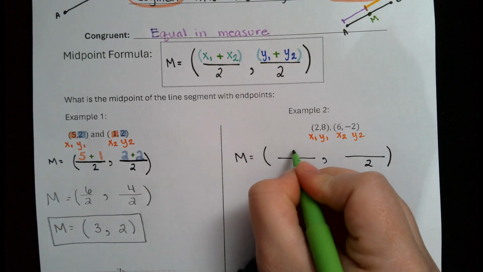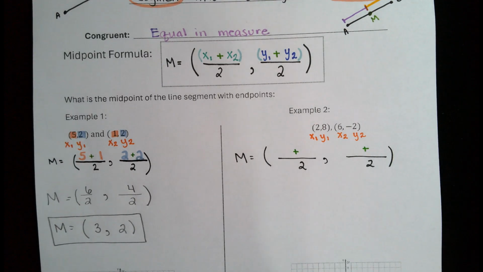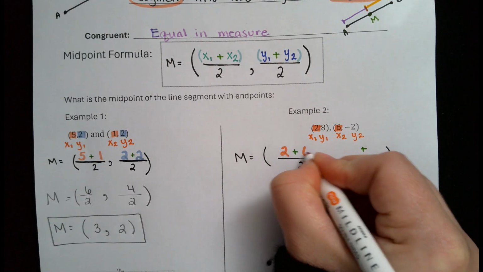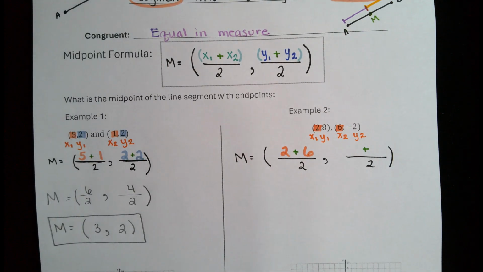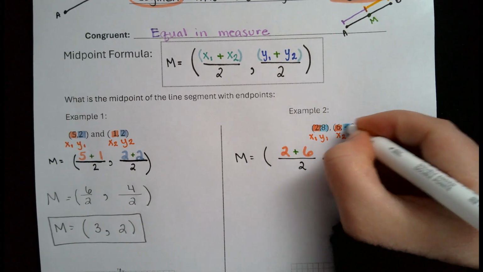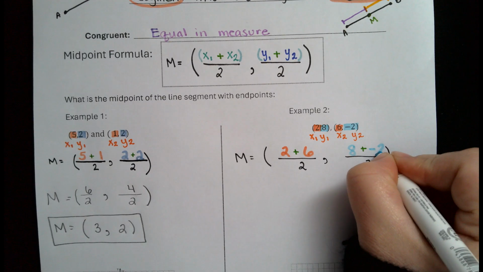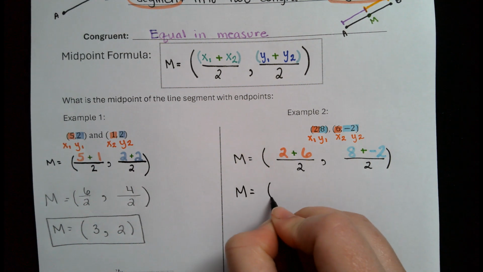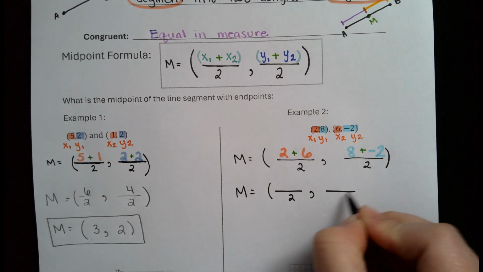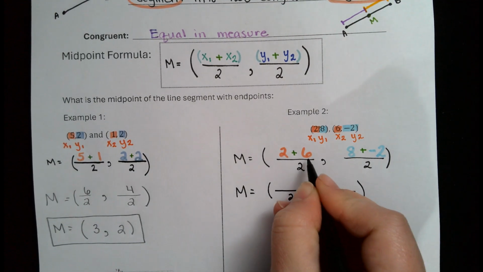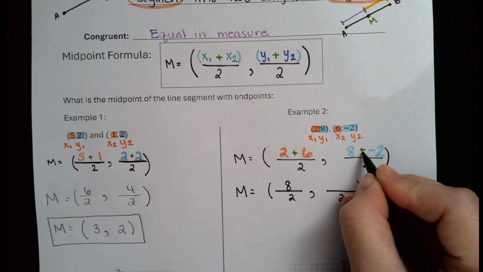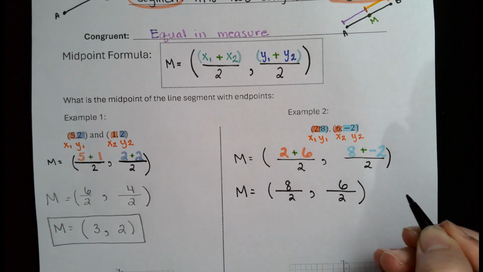For the midpoint, we are going to be adding our x's, adding our y's. For my x's, I have 2 and 6. For my y's, I have 8 and negative 2. Midpoint is, again, open, divided by 2, comma, divided by 2, close it. Here we're just adding, so 6 plus 2, 6, 7, 8. Here we have 8 and negative 2, so that means I have 6.